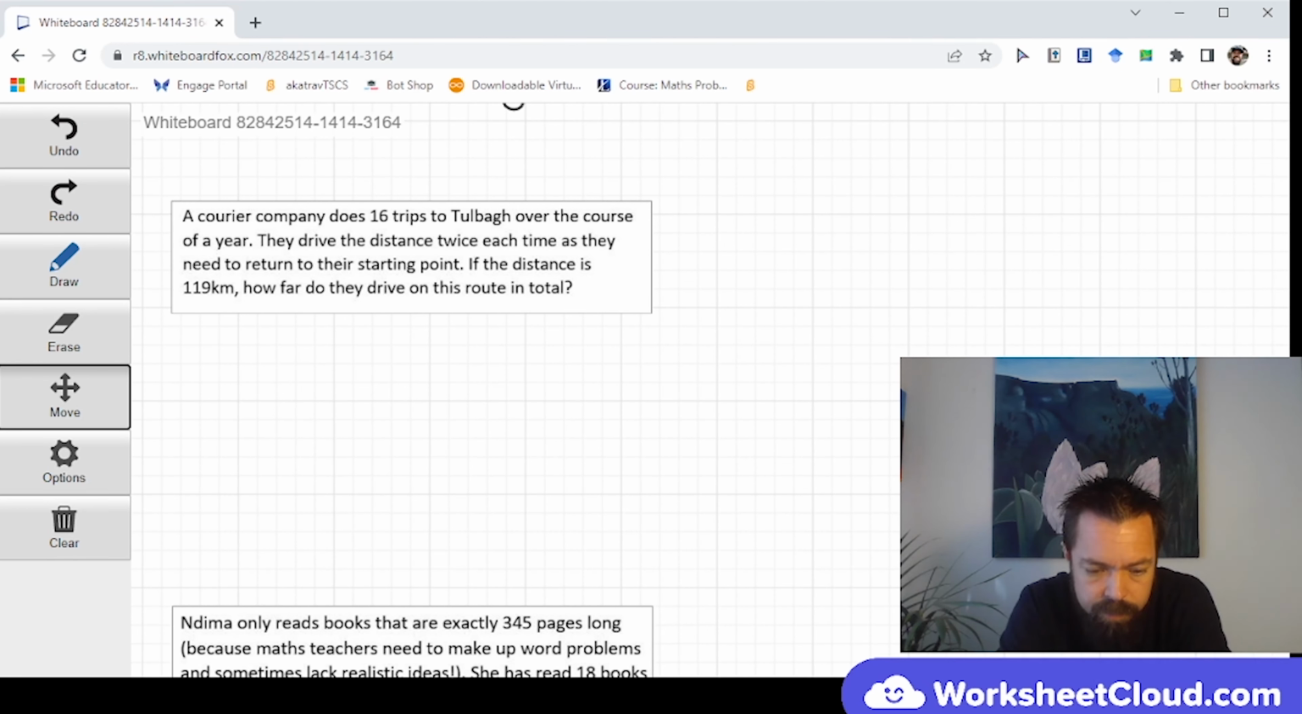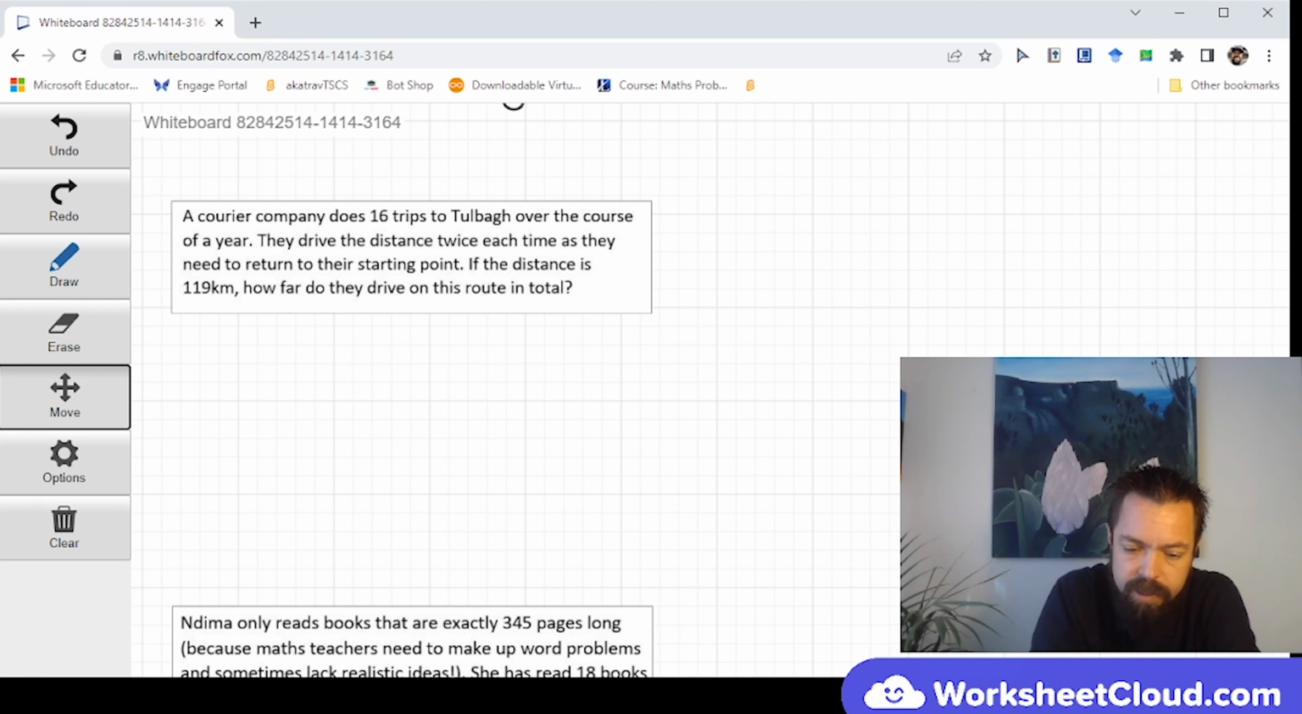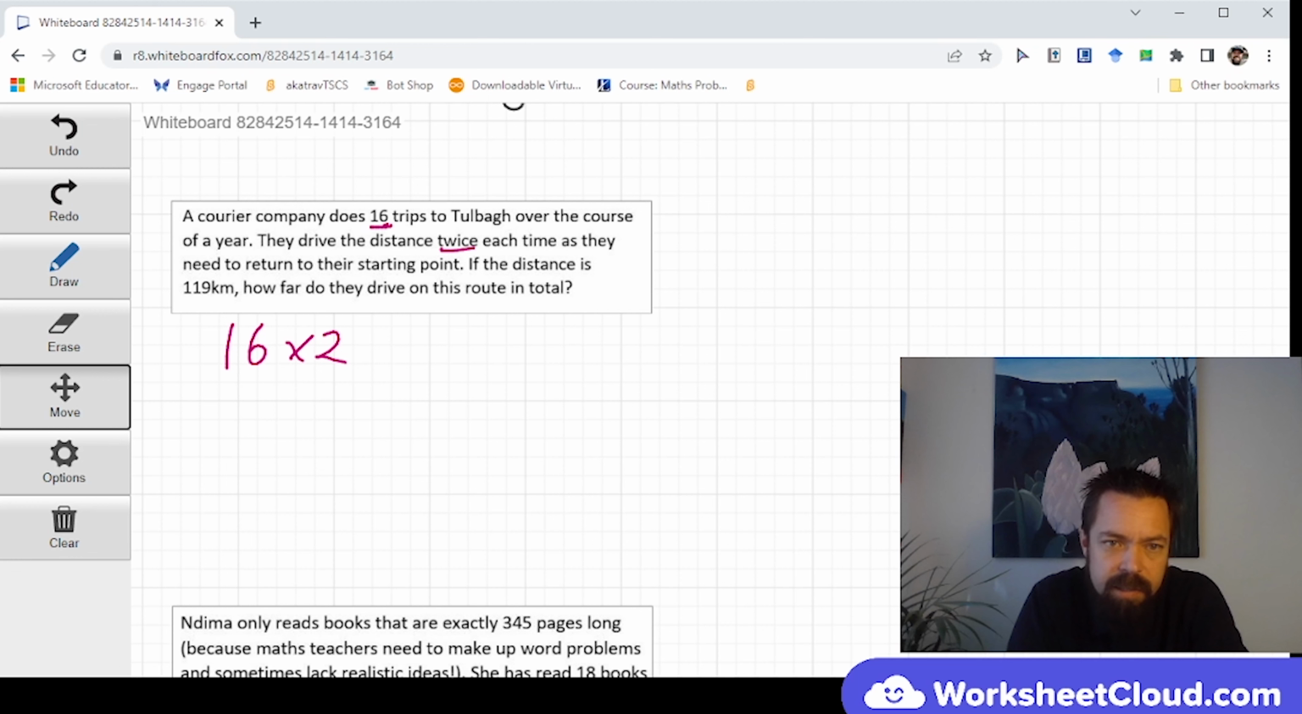And then if the distance is 119, that's to Tilbach, which it actually is. I looked on Google Maps. How far do they drive on this route in total? All right, so we've got a few different things in there. First off, we've got 16 trips, but then we've got that they're doing it twice. So it's 16 trips times 2. And now we need to work out how far it is, and we've got 119. Okay, so it's 16 times 2 times 119 equals, and that's what we're looking for.